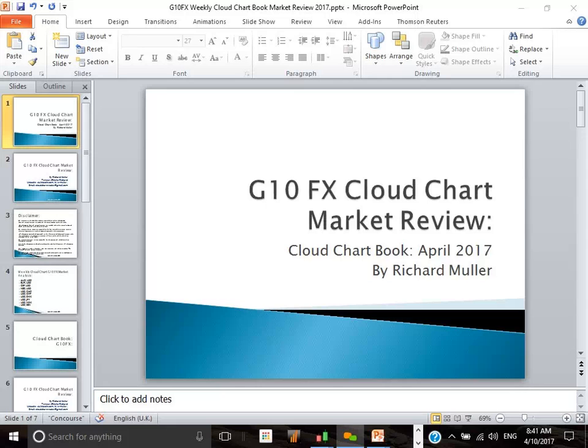Good morning, everybody. It's Monday, the 10th of April, and this morning I'm briefly just going to do the G10 FX Cloud Chart Market Review. I'm going to look at the G10 currency pairs.